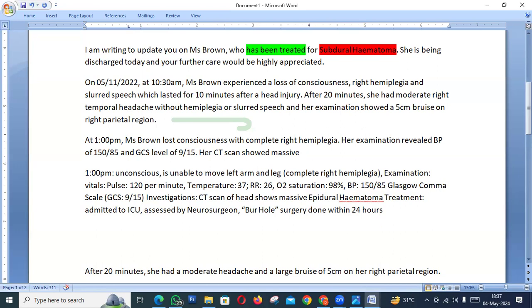Okay, our CT scan showed massive epidural hematoma. You will write epidural in small letters. Yeah, spelling is okay. Hematoma. Treatment: admitted to ICU, assessed by neurosurgeon, surgery done within 24 hours. Out of this, what is the most important thing? Surgery. Okay. Yeah.